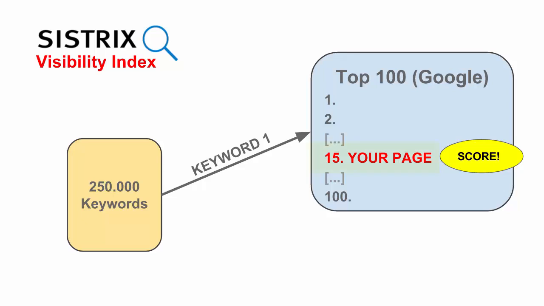If your site ranks within the top 100 for this keyword, this rank will contribute with a kind of score to the visibility index. The higher the rank, the higher the score. This procedure is repeated for all 250,000 keywords, and the single scores are added up to the visibility index.